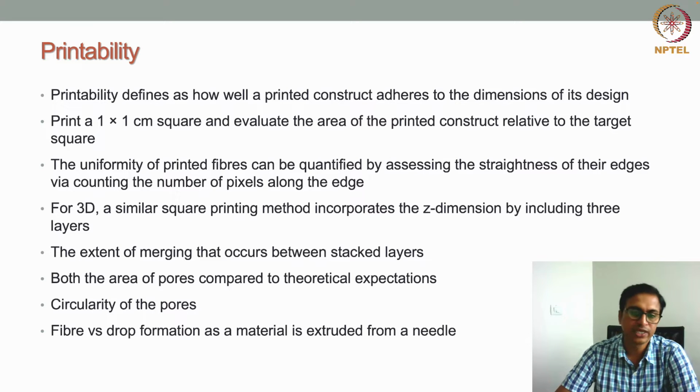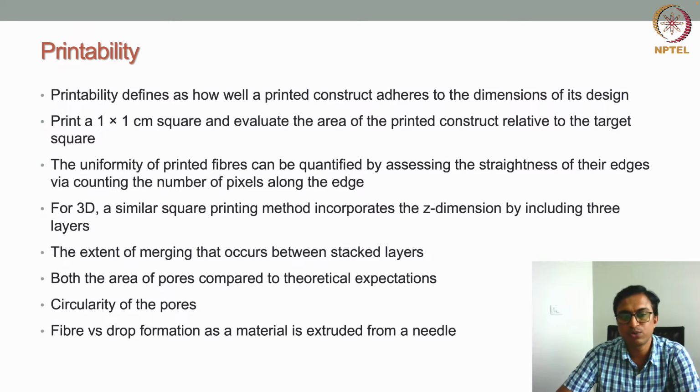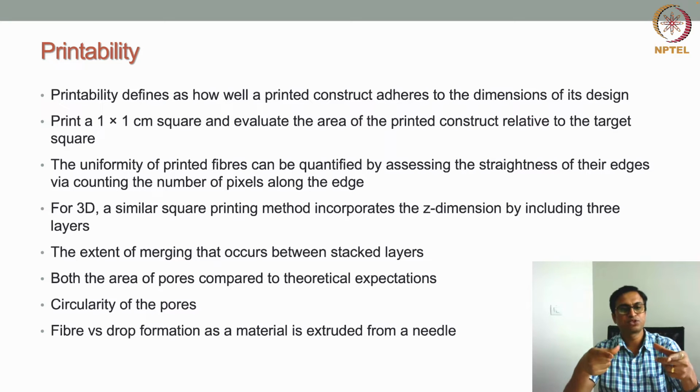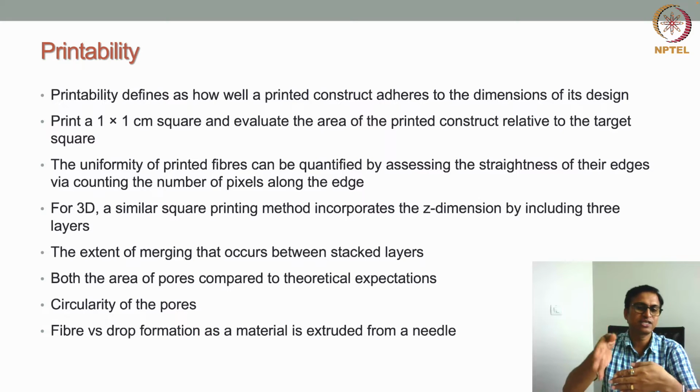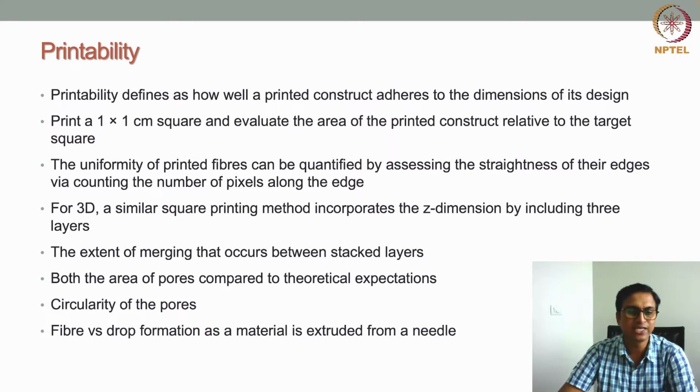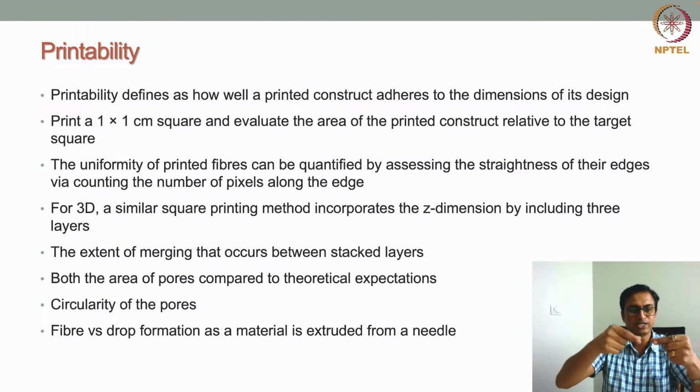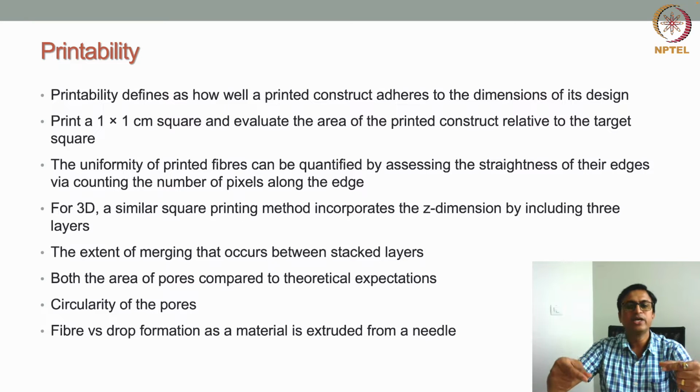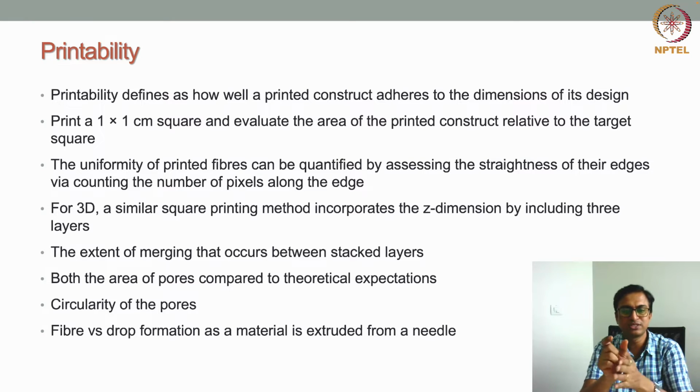Now if we want to replicate the same thing for three dimensions, the same kind of square will be printed again, but in this case at least three layers will be printed. The first layer is printed in one direction, the next layer at 90 degrees to the first layer, and the third layer at 90 degrees to the second layer. In this case, a few parameters will be evaluated again, like whether the line is straight, whether it has deformation, what the thickness of the line is, and whether the resolution is the same or not.